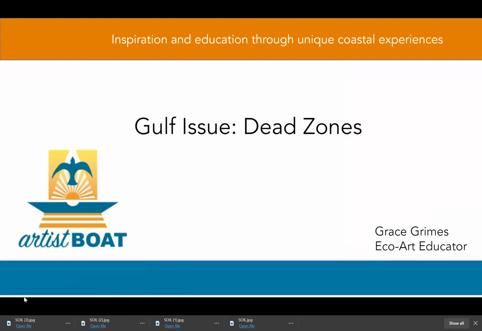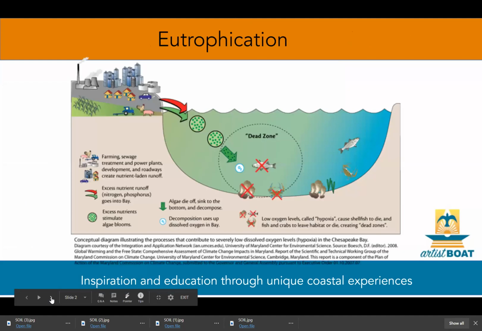In this presentation, we're going to explore the Gulf issue of dead zones. Dead zones occur because of a process called eutrophication. This happens when a body of water gets too many nutrients such as phosphorus and nitrogen. At a normal level, these nutrients feed the growth of an organism called cyanobacteria, or blue-green algae. However, when there are too many nutrients, the cyanobacteria grows out of control, which can be harmful.